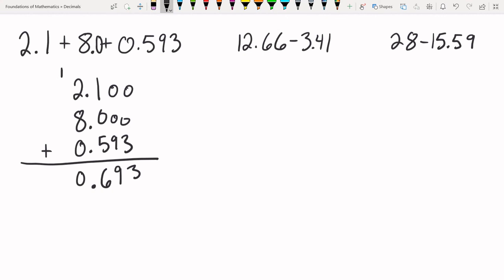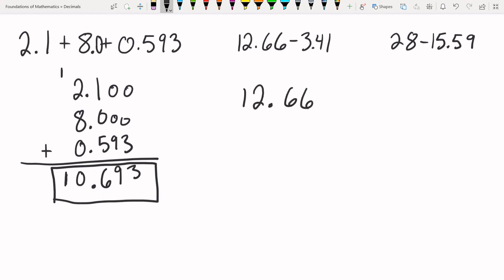There's the 1 up there, and then bring that down. So 2.1 plus 8 plus 0.593 is 10.693. Next one, subtraction works the same way as addition.